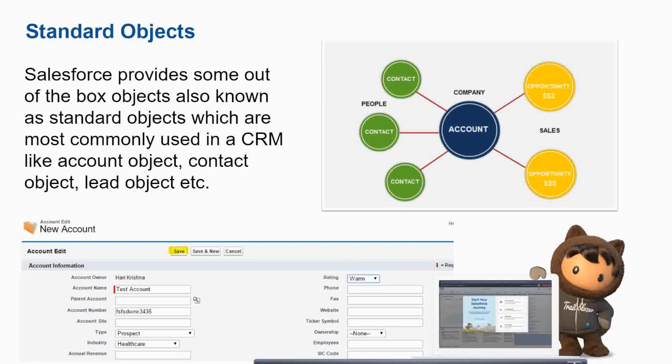So what are standard objects? Standard objects are some out of the box objects which are provided by default within Salesforce. Okay, so there are objects like account object, lead object, contact object, opportunities, and all these are provided by default within this Salesforce org. These are out of the box objects which are by default present in Salesforce. You don't need to create them. So this is what standard objects are.